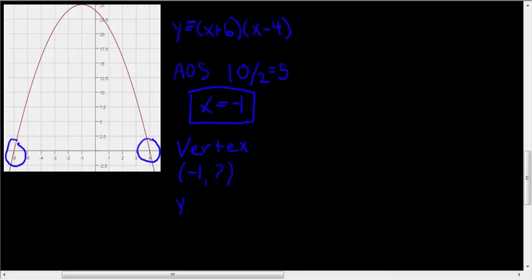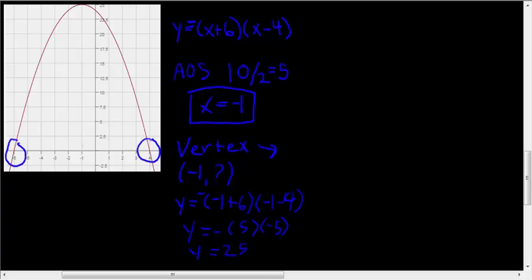So when we plug in negative 1, we end up with negative, negative 1 plus 6 times negative 1 minus 4. So now we've got negative times 5 times negative 5, which is going to give us a positive 25. So we know our vertex is at negative 1, positive 25.